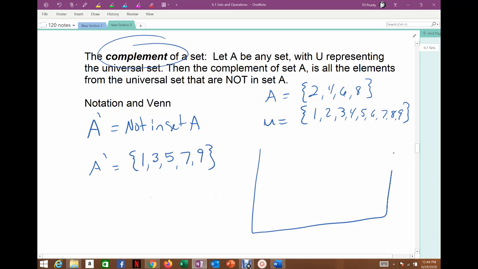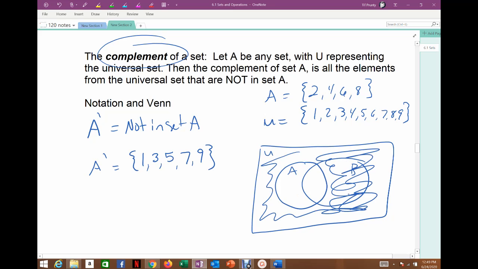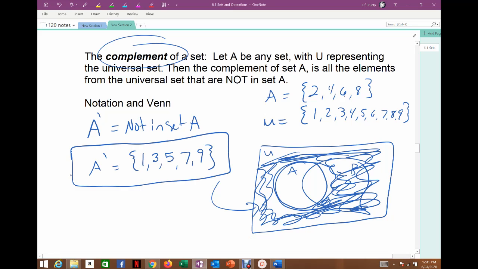When we're drawing the Venn diagram, remember it's my universal set. I've got set A here. I've got set B where there's some overlap. The complement is everything that's not in set A, and it can include the part of B that's not in set A. So it would be all of this area outside my set A circle. That's the complement area. Basically, I would hide anything in set A, and then I'd be left with everything outside of that. And the numbers, if we go back and look at the Venn diagram we did before, should be 1, 3, 5, 7, and 9.